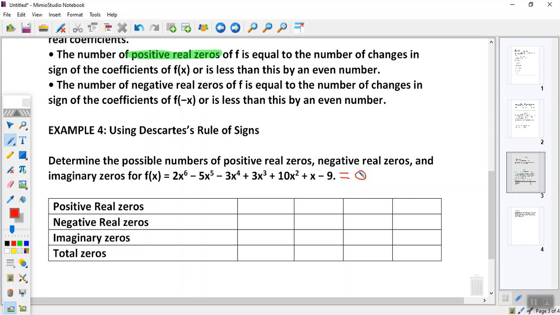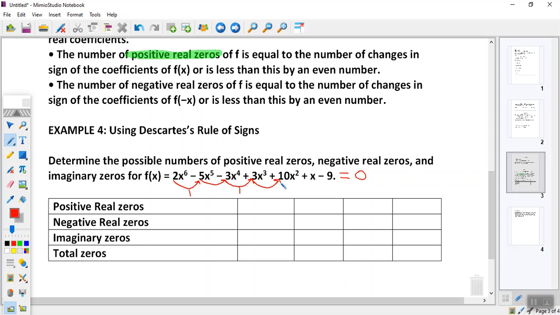I go from a positive 2 to the next coefficient, which is a negative. So was there a sign change? I went from positive to the next coefficient being negative. Was there a sign change in the coefficients? Yes, that's 1. Okay? Now, go to the next one. From negative 5 to negative 3. Is that a sign change? No. So are we counting that one? No. Then the next one, I'm going from negative 3 to positive 3. Is that a sign change? Yes.